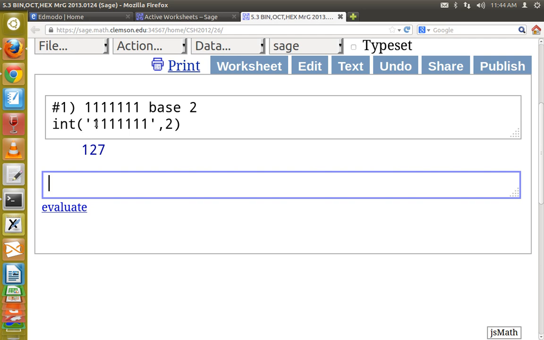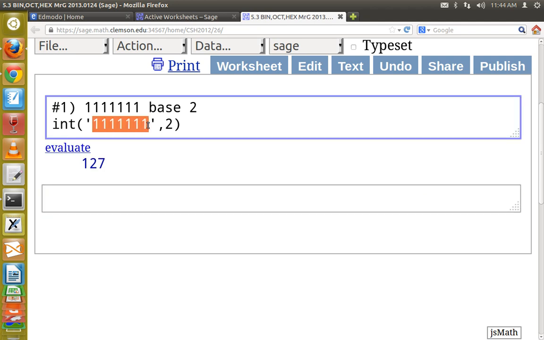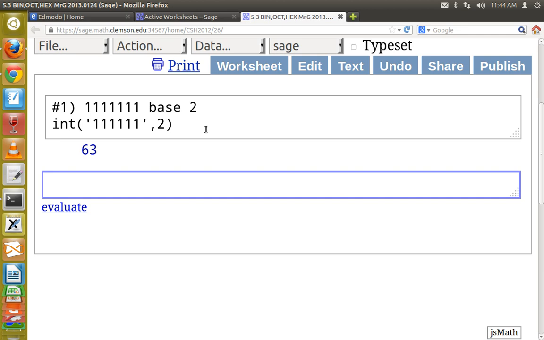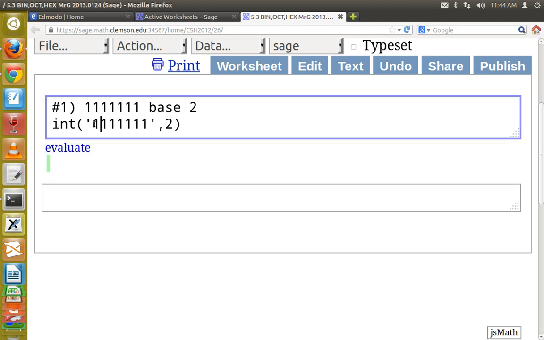Isn't 2 to the 7th 128? 2 times 2 is 4 times 2 is 8 times 2 is 16 times 2 is 32 times 2 is 64 times 2 is 128. So if you want to know the largest 7-bit number, you do 2 to the 7th minus 1. So why is this 63? Because it's 2 to the 6th, which is 64, minus 1.